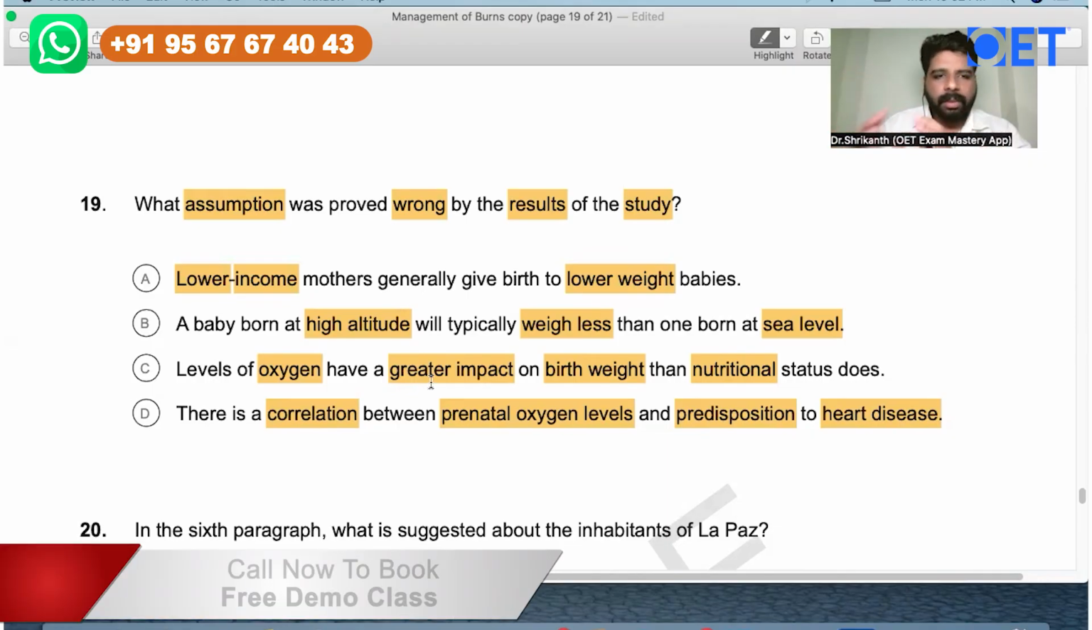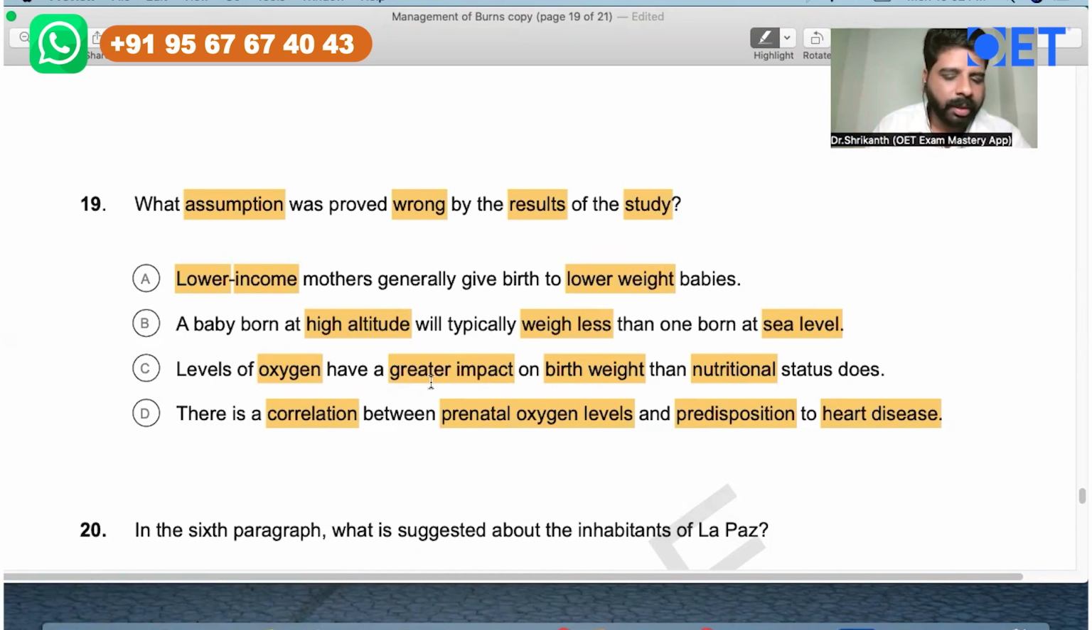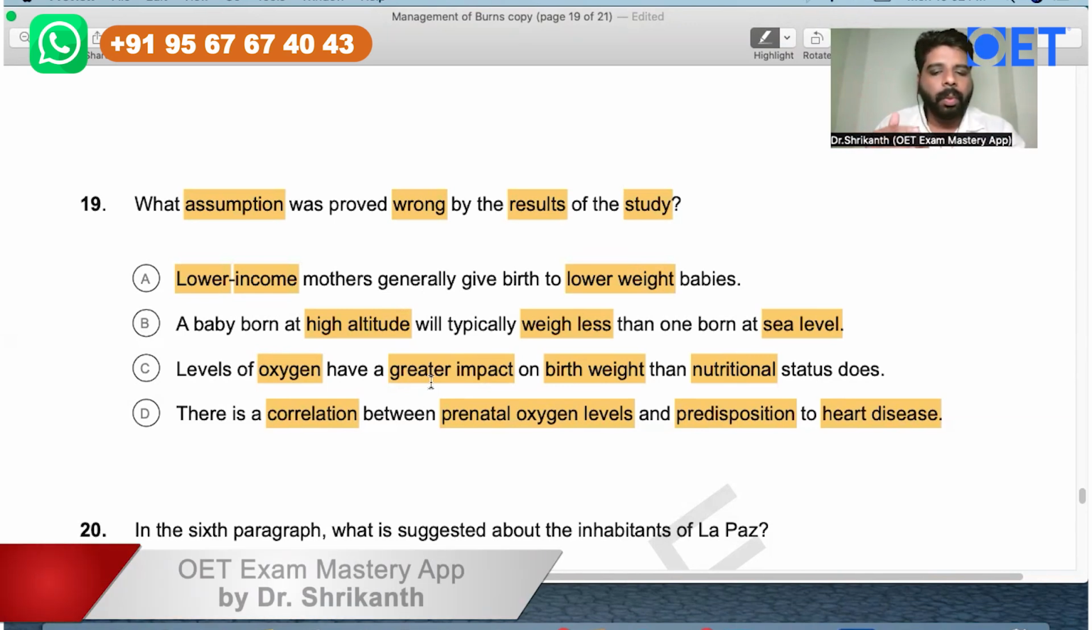Now this comprehension you have done. Now you have to retain this information in your memory. You have to understand your duty. I have read through the assumptions over here, so my duty is to find out what assumption was proved wrong.